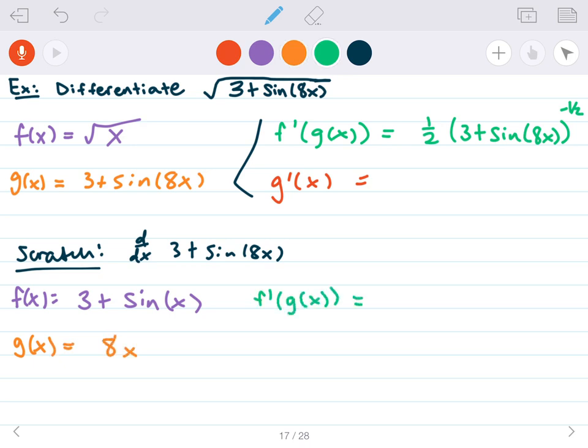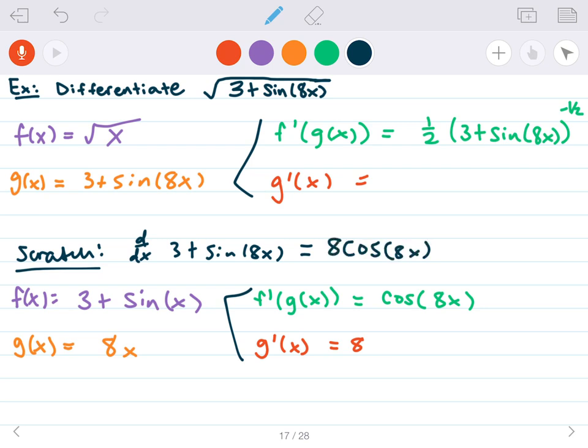Again, the derivative of 3 is just 0, and the derivative of sine is cosine. So this is going to be cosine of 8x. And then g prime of x is just 8. So using the chain rule with these, this equals cosine 8x times 8. And I can transfer that up here.